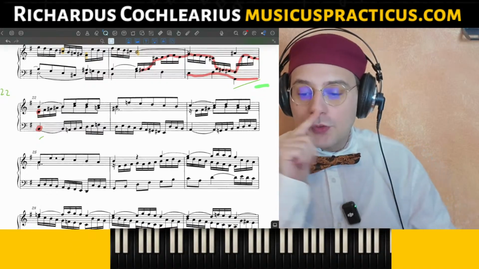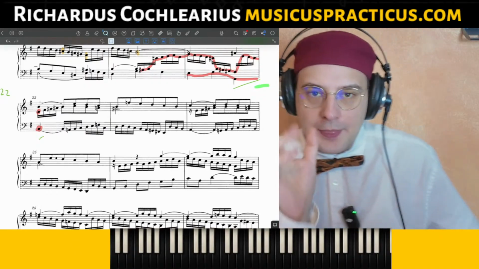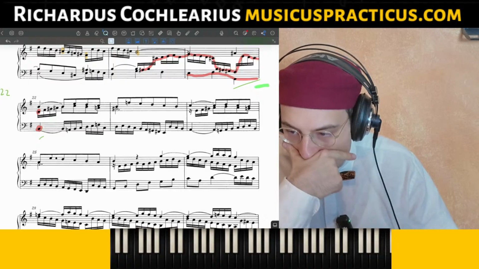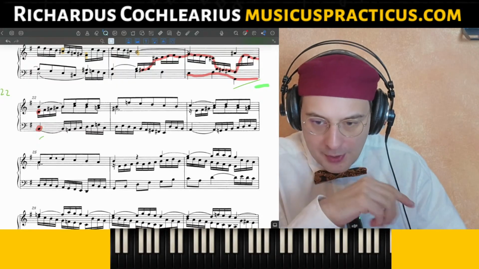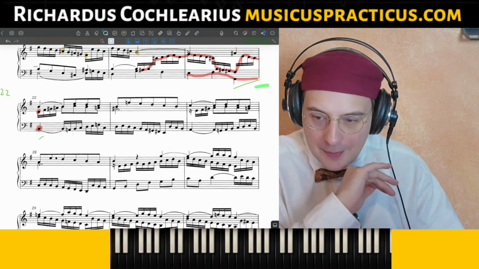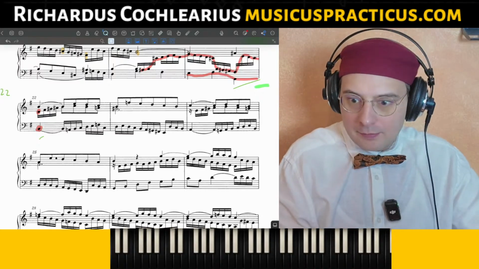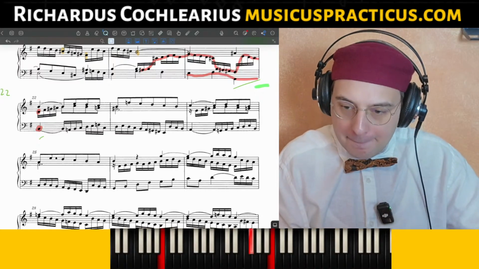Now, what's happening at this point? Because from this point, from bar 22, something different is happening. We have something new. First of all, we have a modulation which happens in a very fast way.